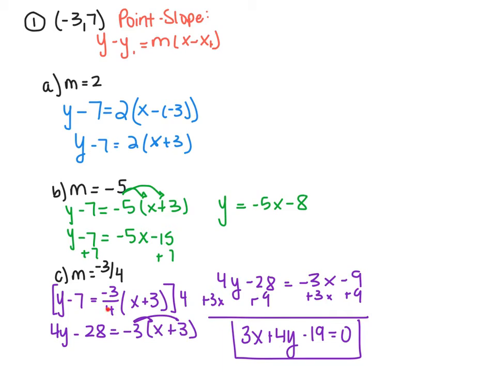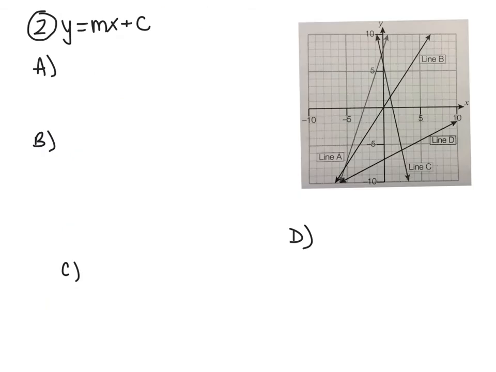And then I wanted to clear out this fraction, so I multiplied everything by 4. So you get 4y minus 28 is equal to -3 times the quantity x plus 3. Then I distributed this -3, so you get 4y minus 28 equals -3x minus 9, and then added 3x and 9 to both sides to get this side equal to 0, and so you end up with 3x plus 4y minus 19 is equal to 0. And so that is your final answer, and that is the only acceptable answer because they specified what form to write your answer in.